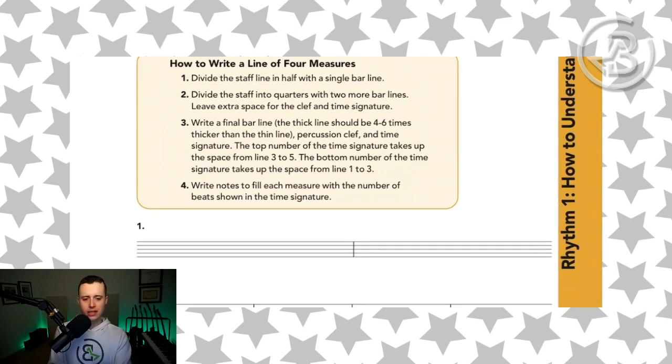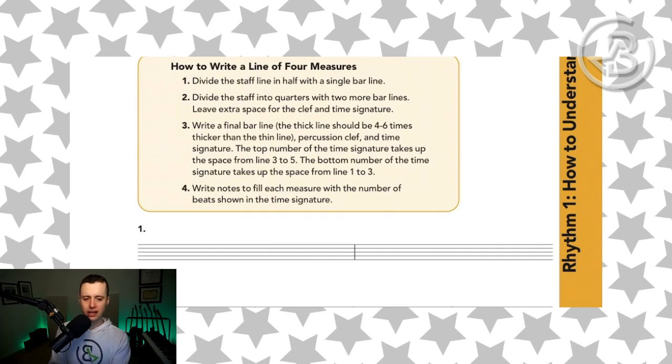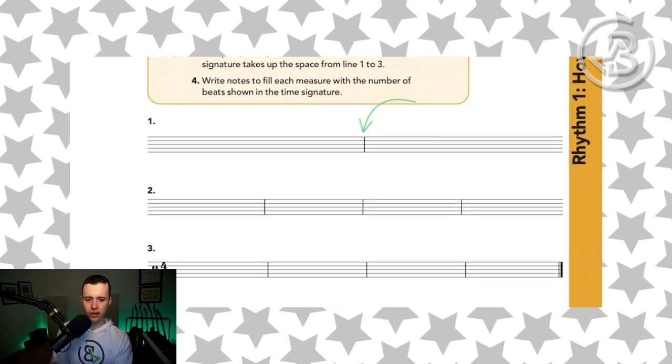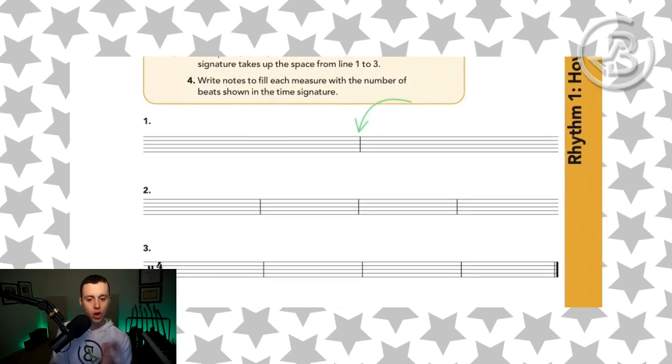So, step number 1 is going to be to divide an entire line of staff in half with a single bar line. You see that bar line right there in the middle? That is what you need to do. Just divide the staff in half with the bar line. Then you're going to add 2 more bar lines, one on the left and one on the right, dividing the staff into quarters. So 1, 2, 3, 4 measures you should have.